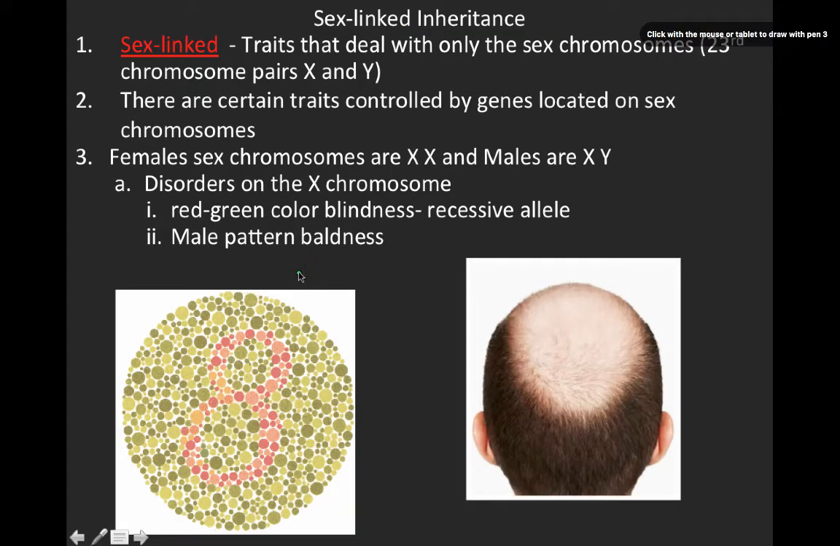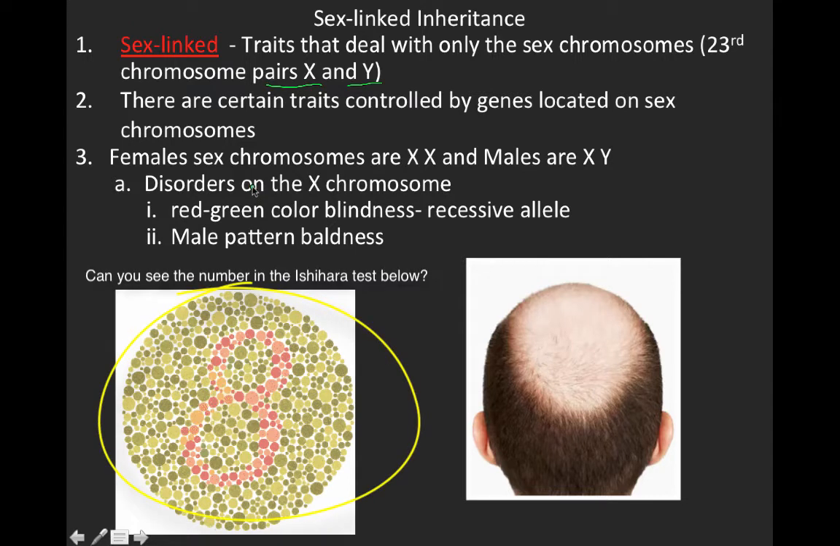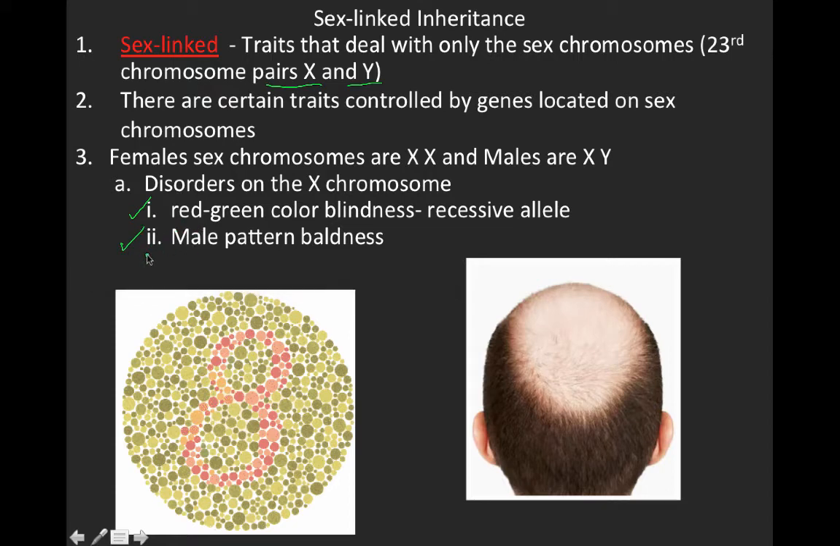The next thing we're looking at is sex-linked inheritance. This is the last of the kind of special Punnett squares we need to know how to do. It looks a lot like a monohybrid, except what we're really looking at is traits that are only linked to X or Y chromosomes. That's what we mean by sex-linked. There is some kind of trait that's attached to the sex chromosome. It doesn't necessarily have to be with a sex characteristic, but it is on one of those chromosomes. There are certain traits controlled by genes located on those sex chromosomes. A couple that we look at here are red-green colorblindness and male pattern baldness. Those are two that we're going to talk about here.